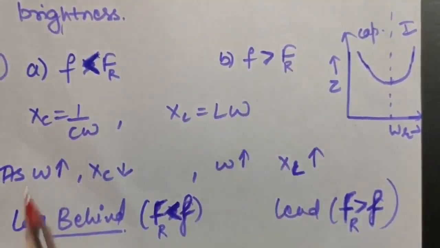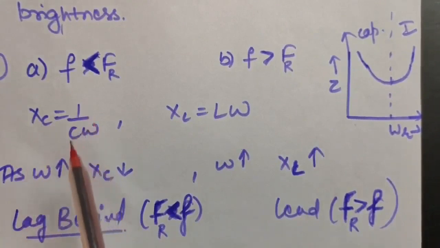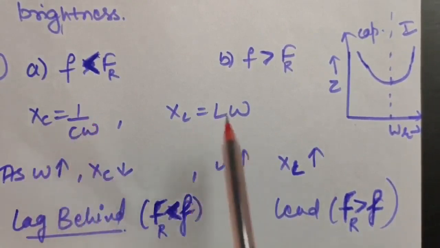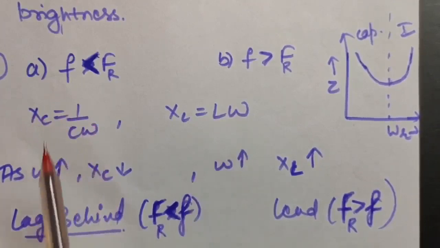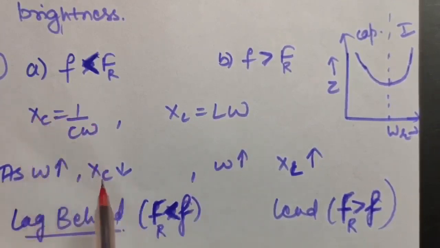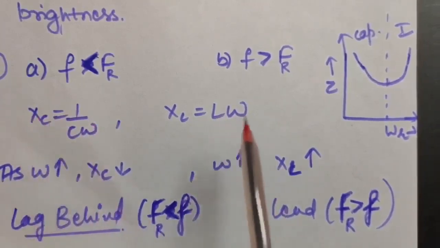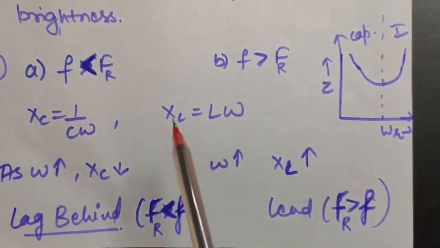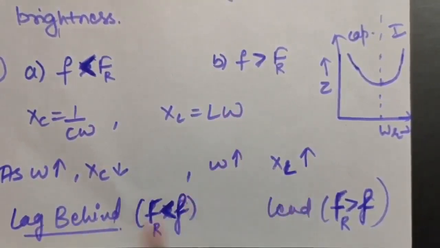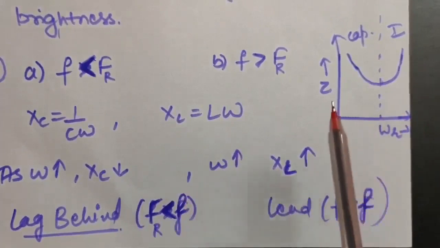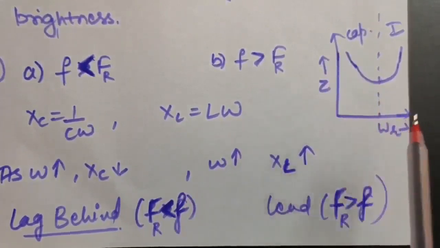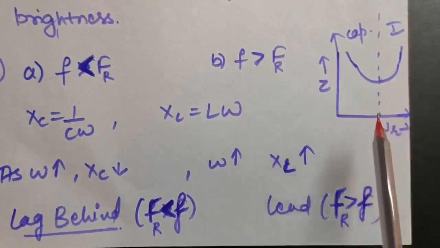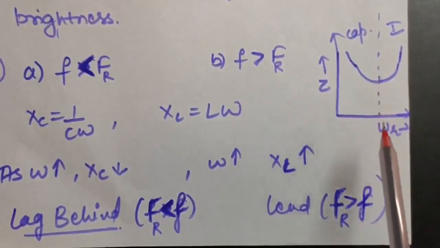Now, as you know, XC is 1 by C omega and XL is L omega. So now if you increase frequency, XC will decrease. But in this case, if you increase frequency, XL will also increase. Okay, now let us come to the graph. As you have drawn, this graph is between the impedance and omega, and the midpoint is omega r, that is the resonant frequency.